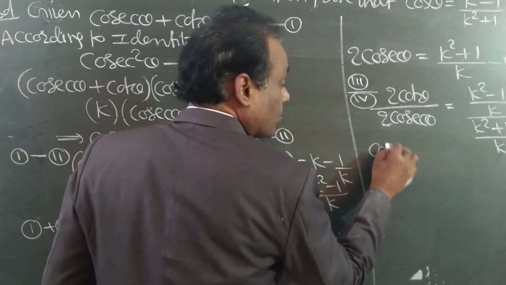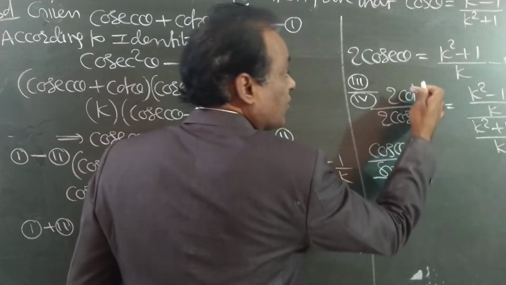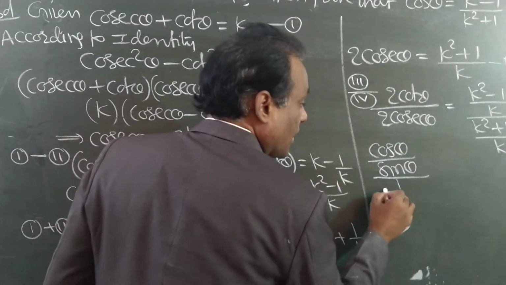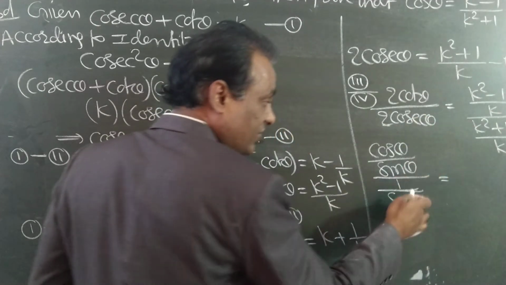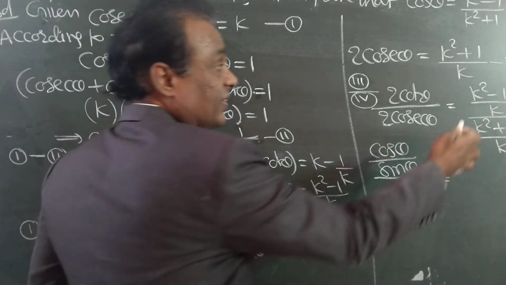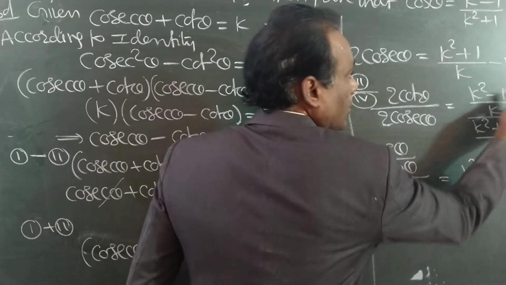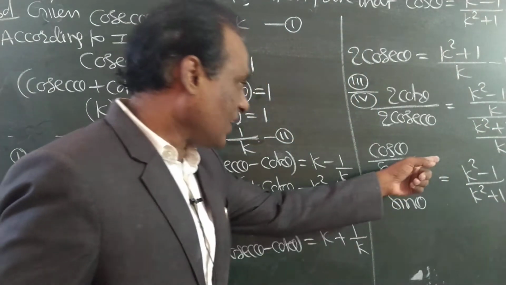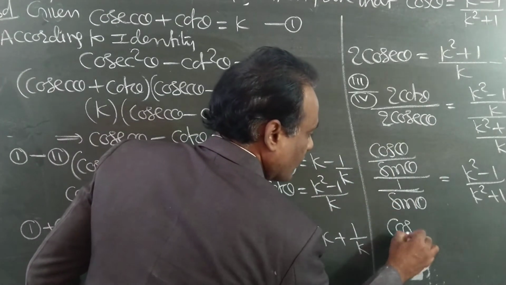Cot theta formula is cos theta by sin theta. Cot formula is cos by sin. Cosecant formula is 1 by sin, and cot is equal to cos by sin. On the right side, k cancels. K square minus 1 in the numerator, k square plus 1 in the denominator. Sin cancels. What is the left remaining factor?